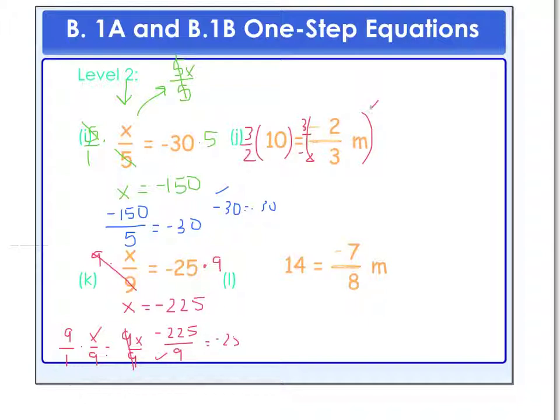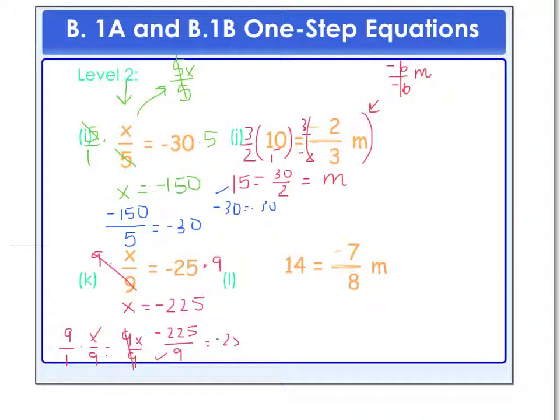On the right-hand side, when I multiply that, I get negative 6 over negative 6m. Well, negative 6 over negative 6 is 1, so we have 1m left over on the right-hand side. Now in order to multiply 3/2 by 10, I'm going to turn 10 into a fraction. 10 times 3 gives us 30. 2 times 1 gives us 2. So we end up with m equals 30 over 2, which simplifies down to 15.